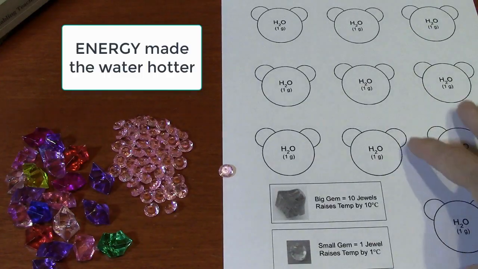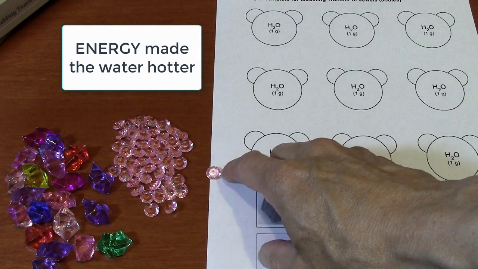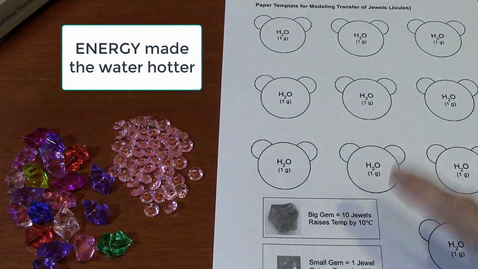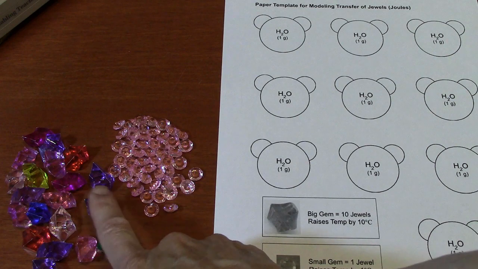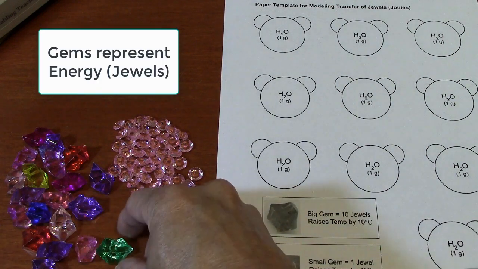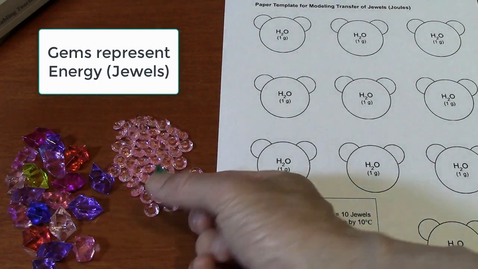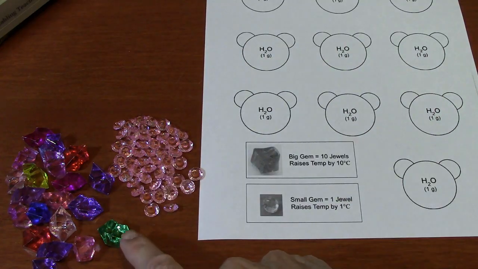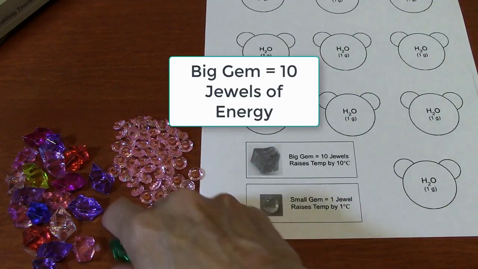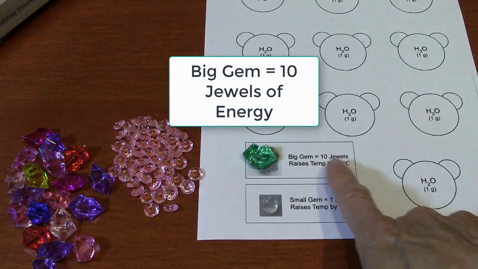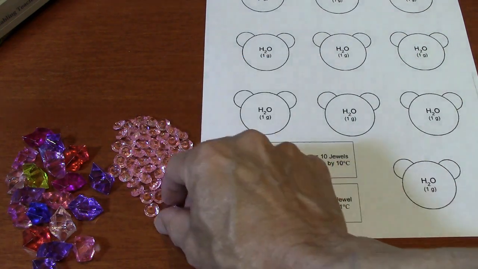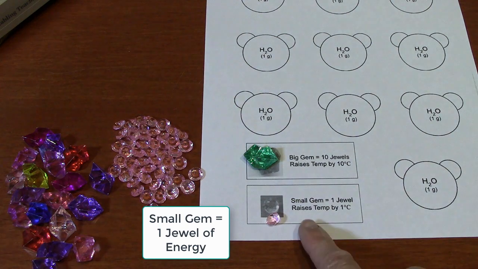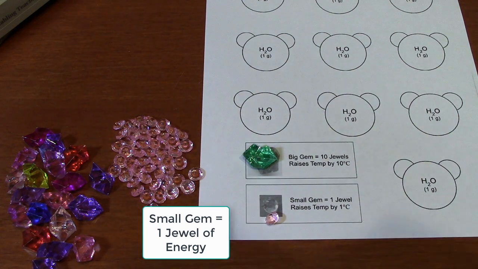The water in your plastic cup got hotter. In order for that to happen, we need some energy. We're representing energy today with these plastic gems, and these will represent joules of energy. There are two types of gems. A big gem will represent 10 joules, whereas the small gem will represent just 1 joule of energy.